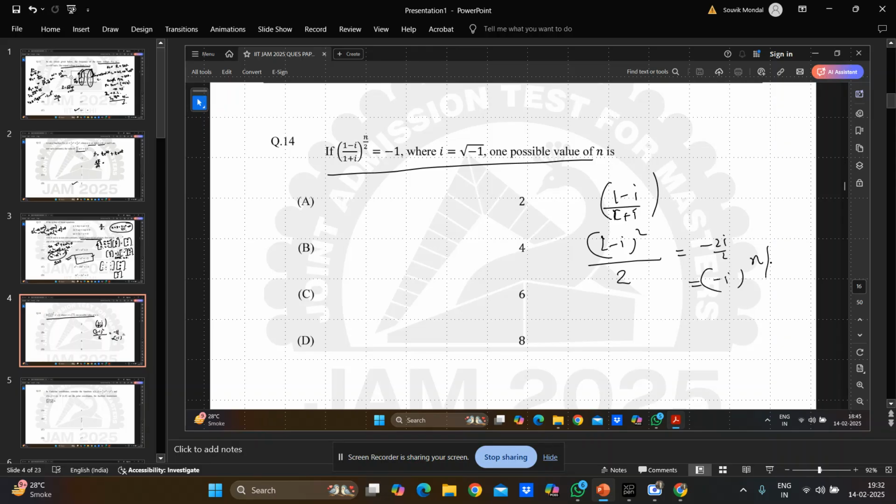So (minus i) to the power n by 2. Just quickly check. If you put n equal to 2, n by 2 is 1. So minus i to the power 1 is not equal to 1. If you put n equal to 4, that will be (minus i) square. That is minus 1. Okay, so satisfying. So 4 is the correct answer.